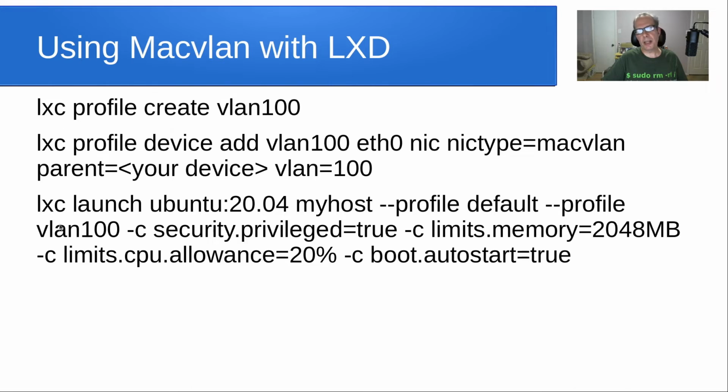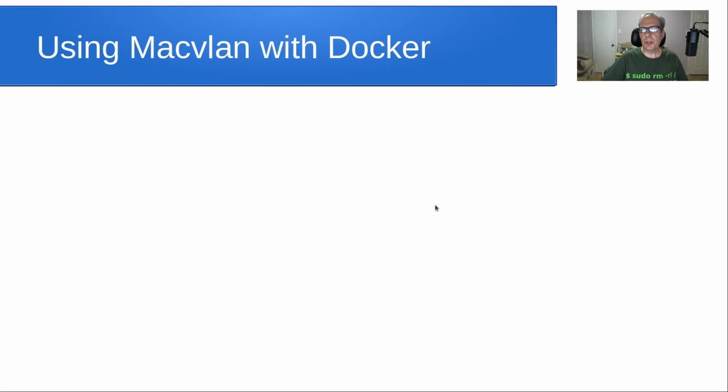And then to create a container, we're going to create an Ubuntu server here. So I say LXC launch ubuntu:20.04 because that's the version of Ubuntu I want. I'm calling it my host. I'm using the default profile, --profile default. And I'm also using the profile VLAN 100, so --profile VLAN 100. And then again, my security privilege true, my memory limit I set to 2048, and I set my CPU allowance to 20%. Again, the memory and the CPU allowance are caps. That's all they are. And then I say autostart is true. So that's all there is to that.